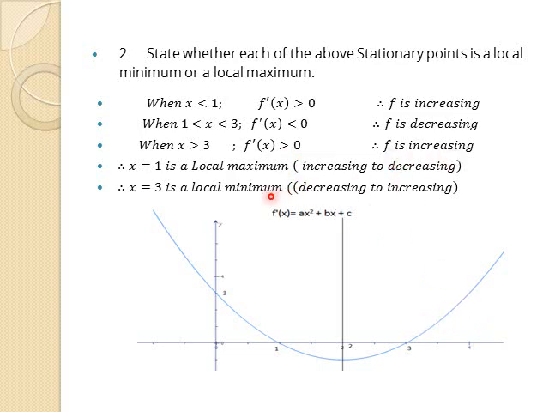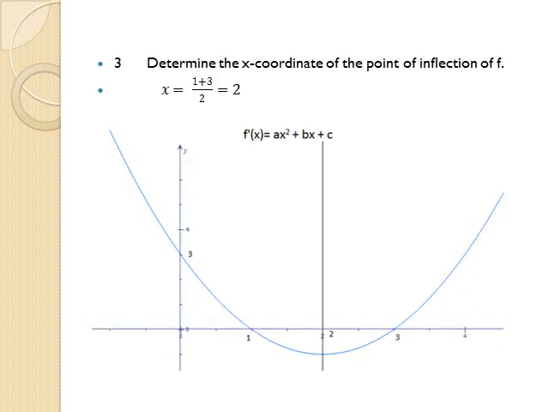So in short, we need to memorize: local maximum goes from increasing to decreasing. Local minimum goes from decreasing to increasing. For x equals 1, that's a local maximum. For x equals 3, it's going from decreasing to increasing. That is a local minimum. So that's the highest value my graph will turn at, and that is the lowest y value my graph would turn at. Right, so hope you follow and understand.